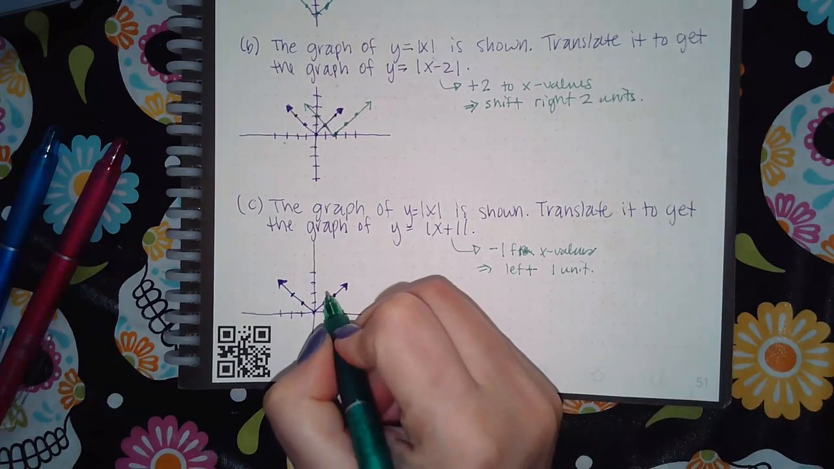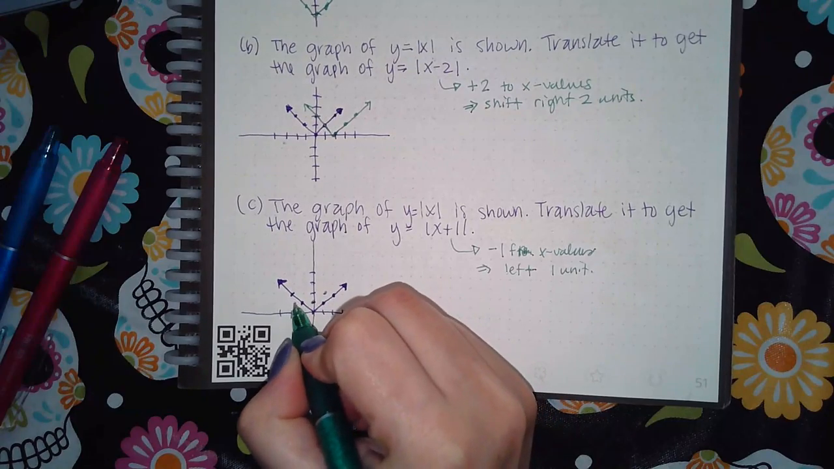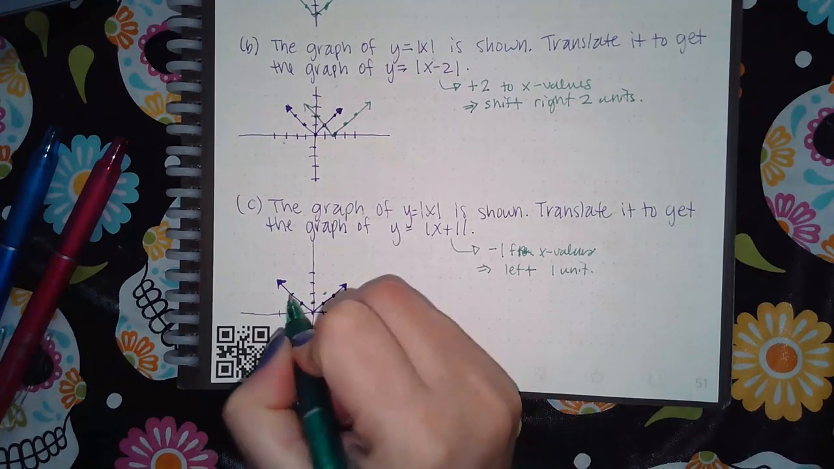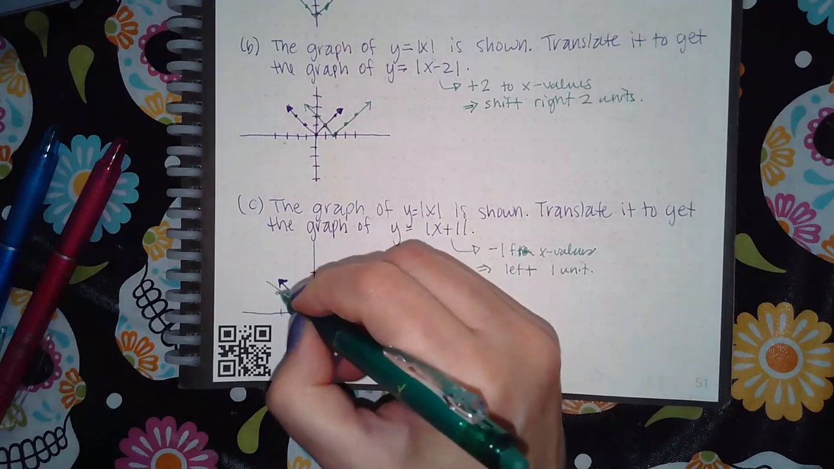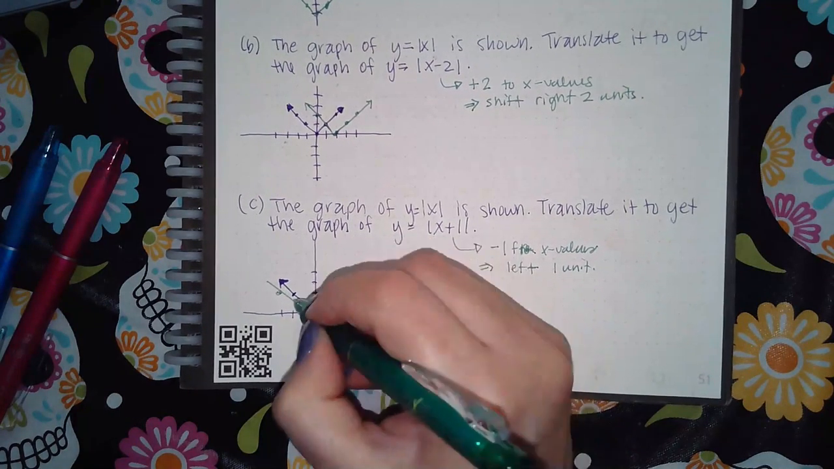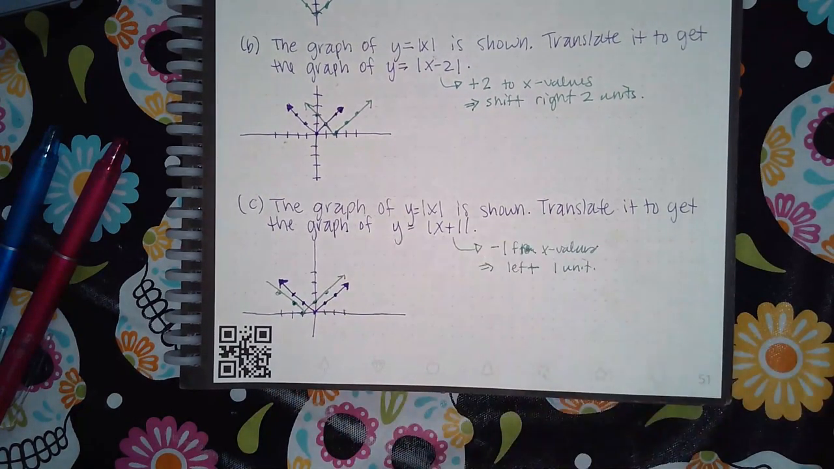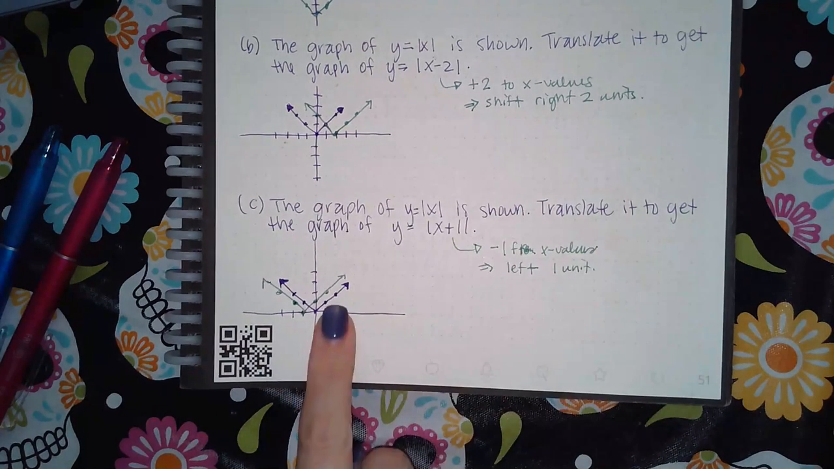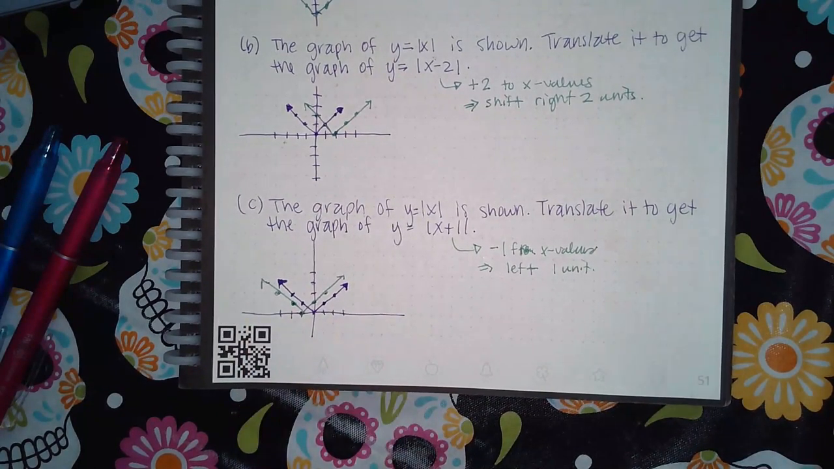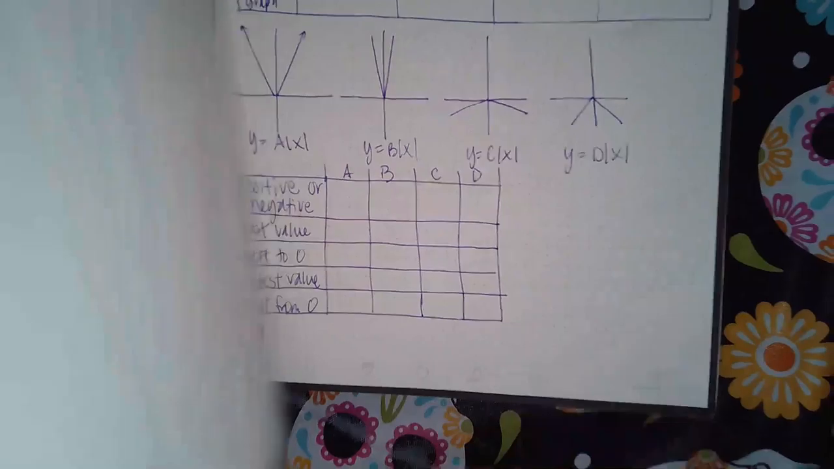I'm going to move that way, 1, 1, 1. Oh, I forgot this guy and this guy. So then the V ends up being over here. And so the whole graph just shifted to the left 1. I think that's all for this topic.